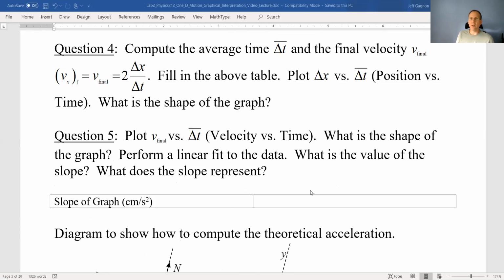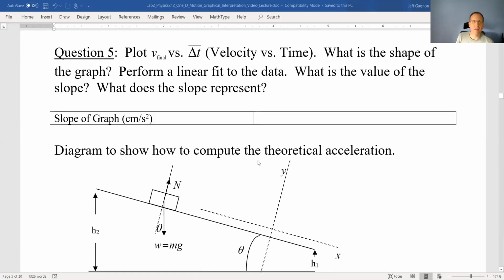Record that slope value, and what does that slope value represent? Again, the unit should give you a hint here, right? The slope is in centimeters per second squared. Okay, so basically there are four graphs that you need to do for this part of the experiment.